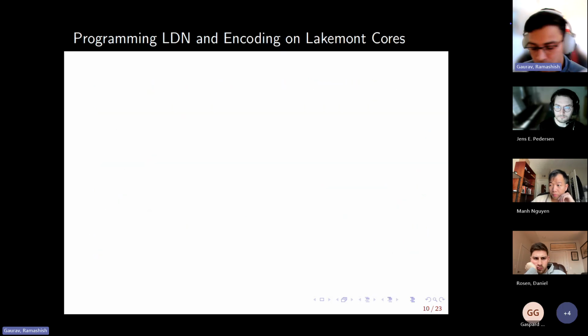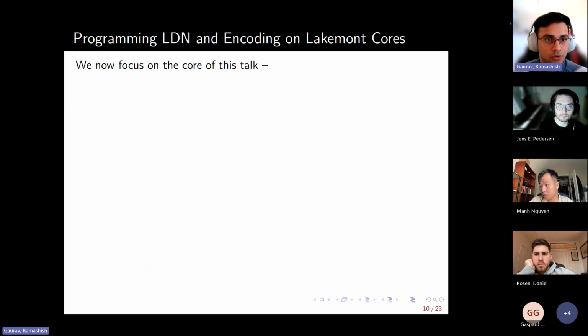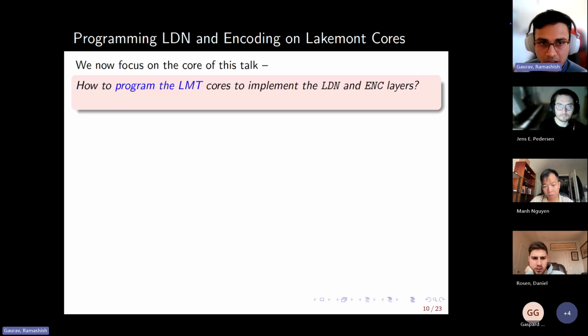Now let's talk about the programming details of the LDN and the encoding process on the Lakemont cores. Here I'll try to be slow and go into the details. So let's now focus on the core of this talk, that is how to program the Lakemont cores. In this talk's example, it's about implementing the LDN and encoding layers. Whatever you gain from this talk, you should be able to apply the same for different kinds of SNNs to implement any kind of non-spiking operation on the Lakemont cores.